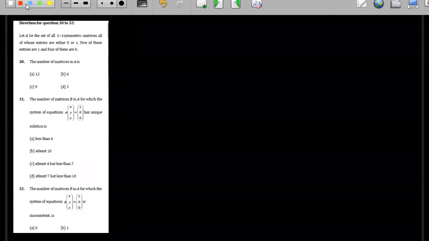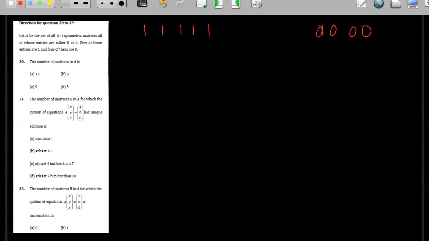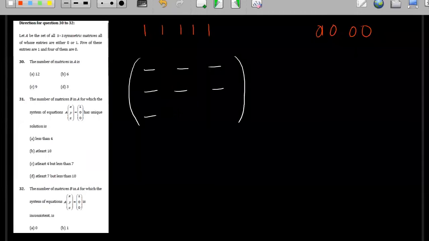The first one, they are saying that we can only fill a symmetric matrix whose entries are 0 or 1. So how many zeros? 4 of them are zeros and 5 of them are 1. So I will write 5 ones and 4 zeros. The only trick of this question is that if you are forming a symmetric 3 cross 3 matrix, this was the catching point, from here you have to start.